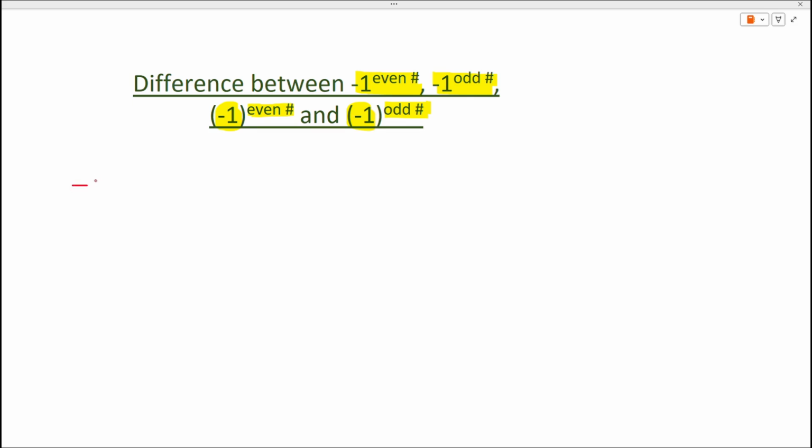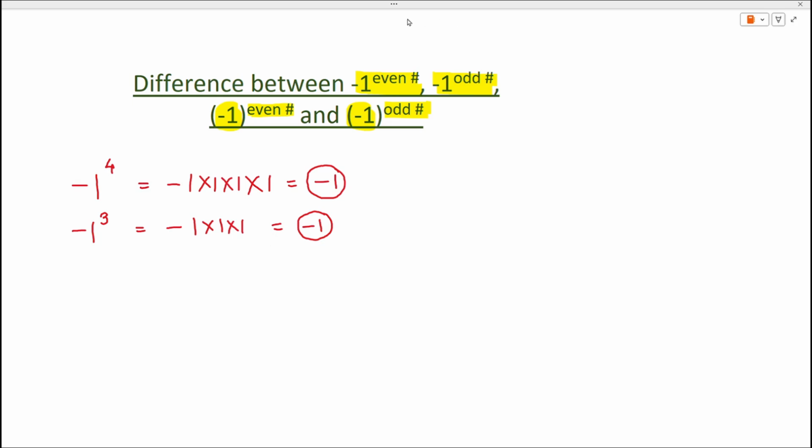So if it is -1 raised to the power of 4, which means only 1 is being multiplied 4 times, and the negative is just there: 1 times 1 times 1 times 1. This is going to give us -1. And if it is -1 raised to an odd power, let us take 3, 1 is being multiplied 3 times and the negative is just there: -1 times 1 times 1, and the result is still -1.